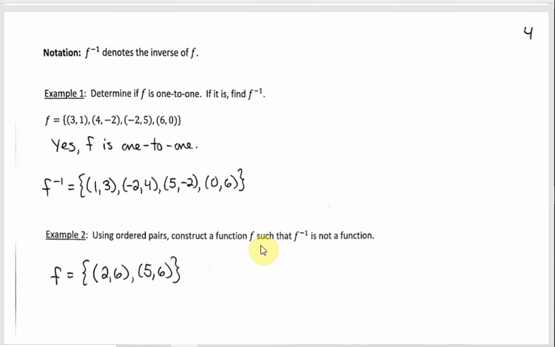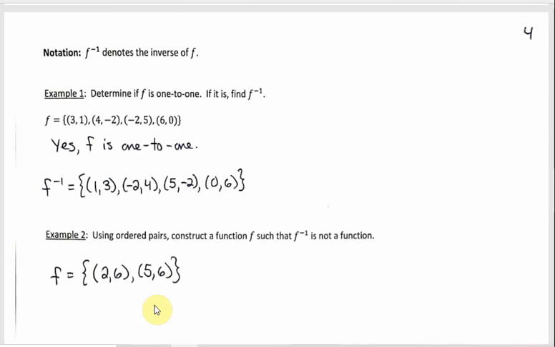Then the second example is, again, using ordered pairs. Let's say we want to have a function where f inverse is not a function. You don't need anything complicated here. You just need 2 points with the same y value but with different x values. Right? So here, that's all I did. I just said, all right, well, 2, 6, 5, 6, they've got the same y value and different x values, because then f inverse would be the points 6, 2, and 6, 5. So that's not going to be a function, right?